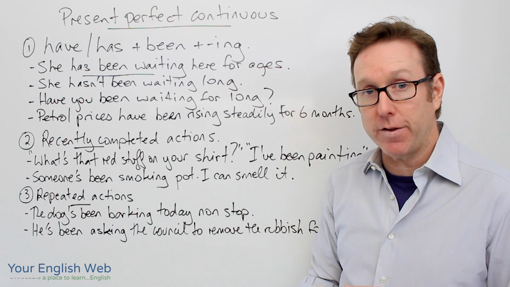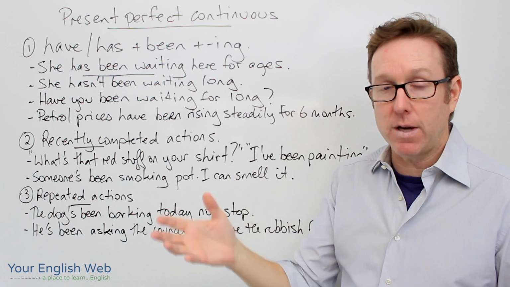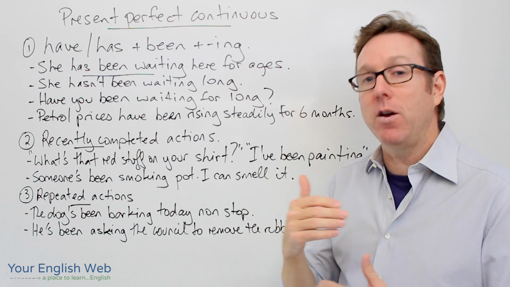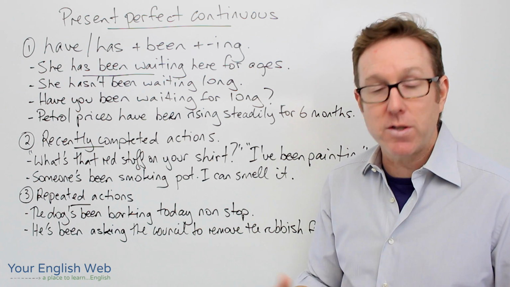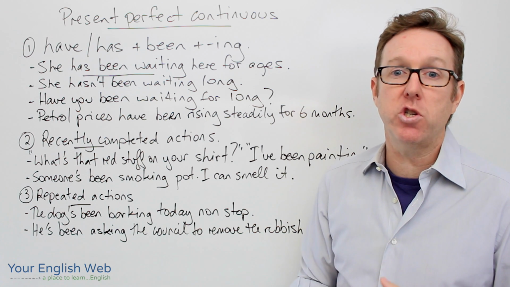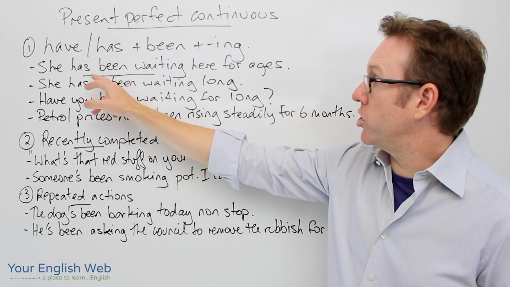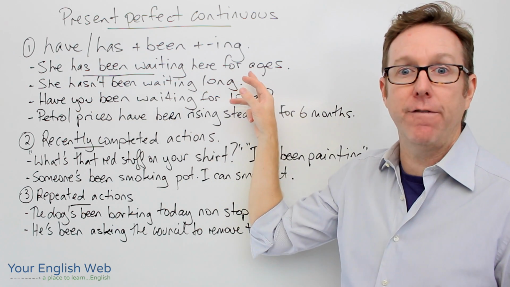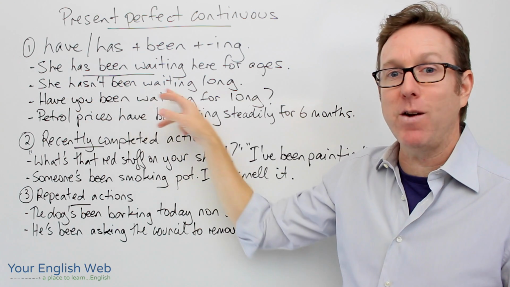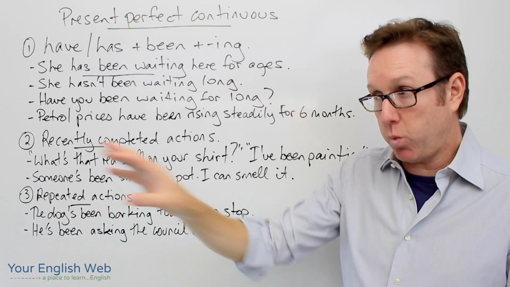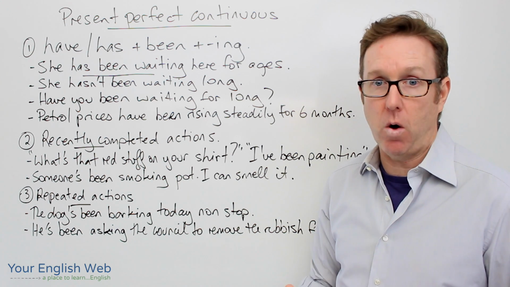Now, this tells me that there is a person waiting. She has been here for a long time, and she is still waiting to see the doctor, the nurse, the dentist, or whatever she is waiting to do. She's still doing it. So she has been waiting here for ages. The negative: she hasn't been waiting long, okay? She's waiting there, but she hasn't been waiting for long.